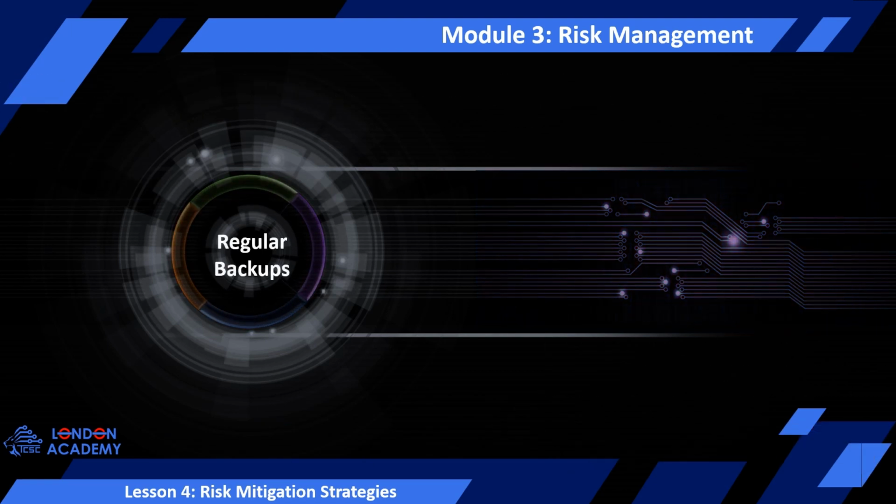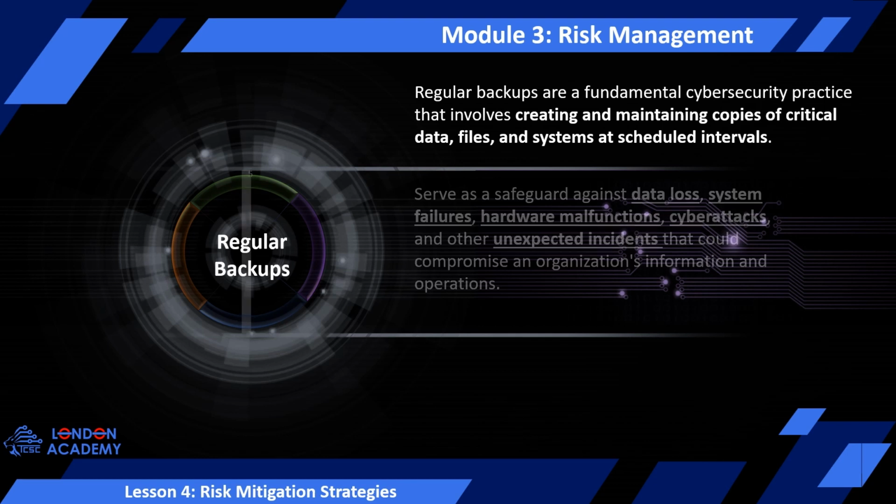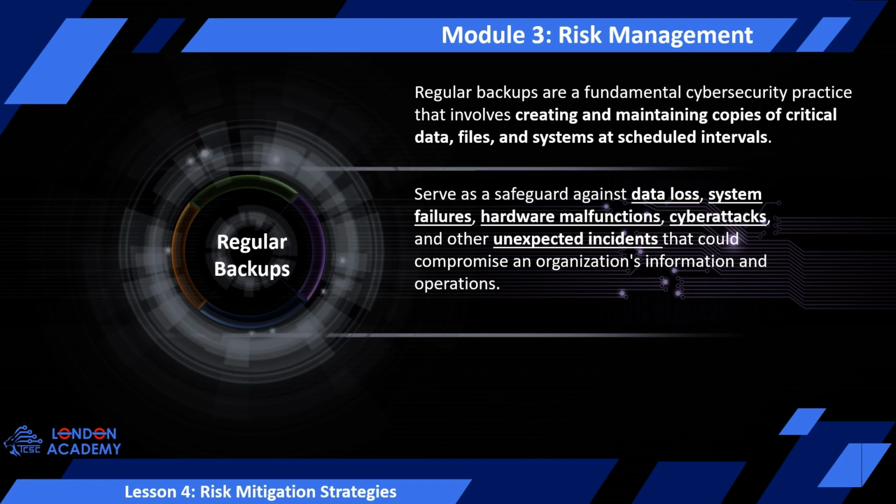Second mitigation strategy is regular backups. Regular backups are a fundamental cybersecurity practice that involves creating and maintaining copies of critical data, files, and systems at scheduled intervals. These backups serve as a safeguard against data loss, system failures, hardware malfunctions, cyber attacks, and other unexpected incidents that could compromise an organization's information and operations. By regularly backing up data, organizations can ensure data recovery and business continuity in the face of potential disruptions.